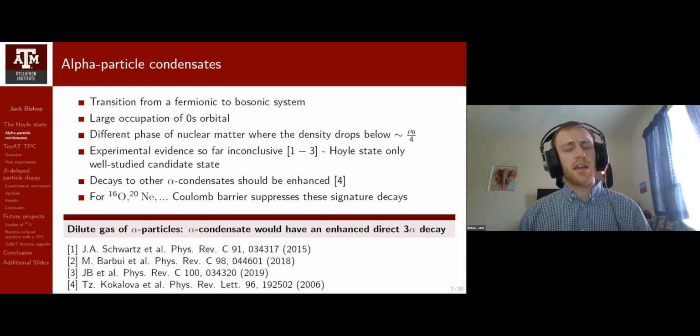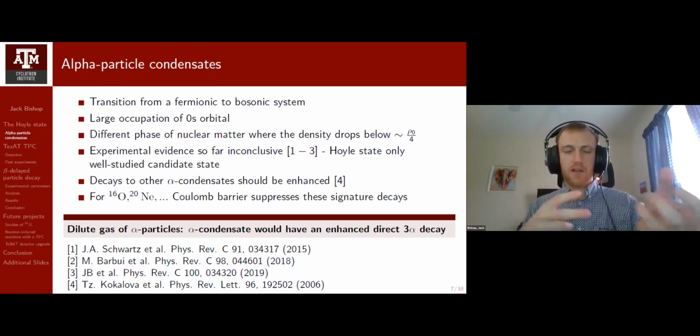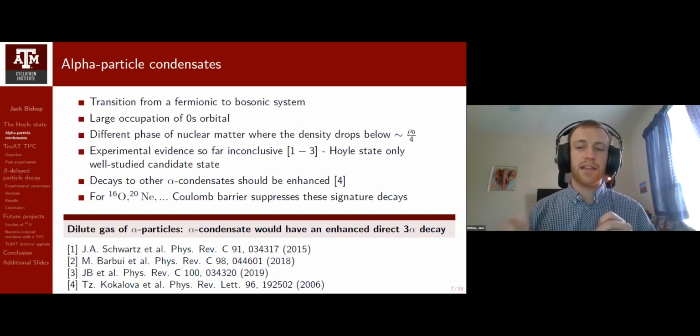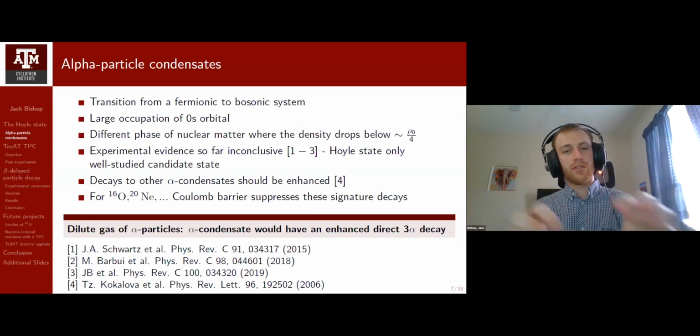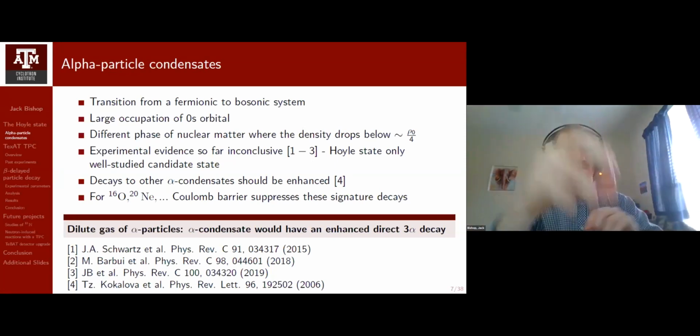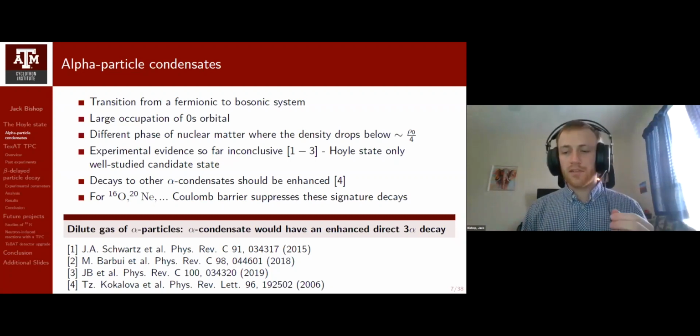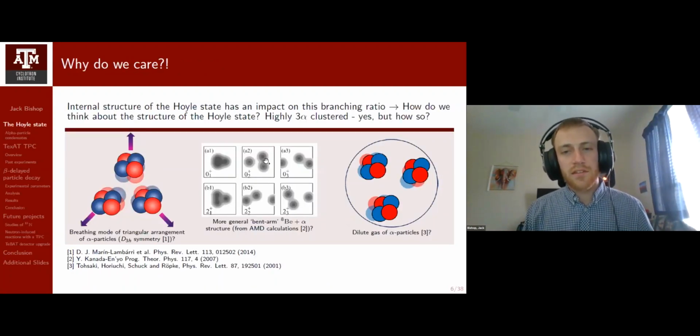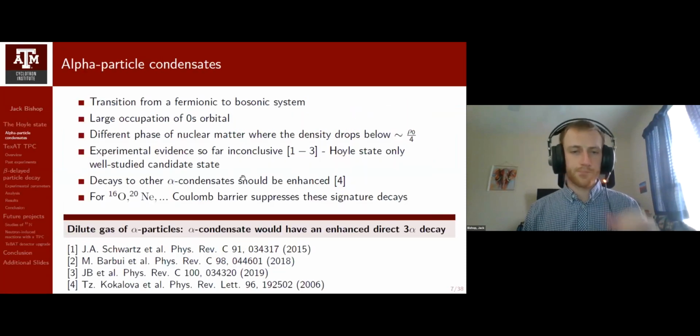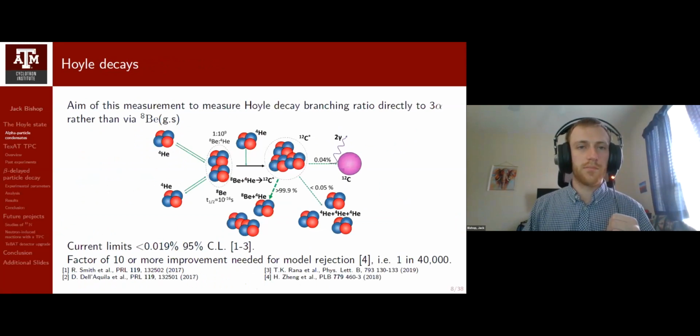The really interesting thing here is that if you think about this very unusual type of matter, this loose gas of alpha particles, decays to other alpha condensates should be enhanced. What this means in practice for the Hoyle state is that if we have these loose 3 alpha particles, then we'd expect to see an enhanced direct decay to these 3 alpha particles. You can think of it that they're very loosely bound, so we can essentially just pluck them out very simply one at a time. Whereas if we had something more analogous to this system here, then it's very much a beryllium-8 plus an alpha system. So if we have an alpha condensate, we hope to see an enhanced direct three-alpha decay. That's what we can infer from measuring this branching ratio.